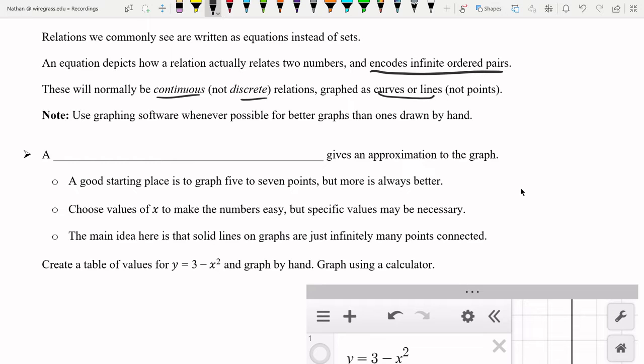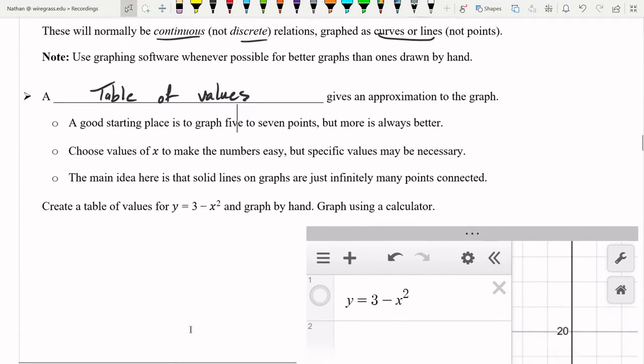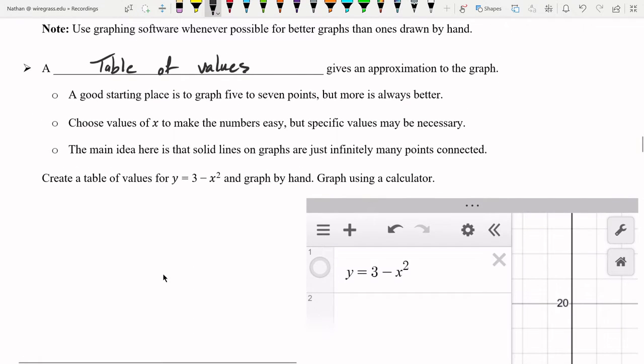But if you do have to draw by hand, then a table of values gives you a good place to start. When you create a table of values, you're trying to find about 5 to 7 points. The more you can do, the better, but 5 to 7 is a good starting point. And you always want to choose values of x that make the equation easy to solve, because you have to do this a bunch of times. Might as well make it as easy on yourself as possible.